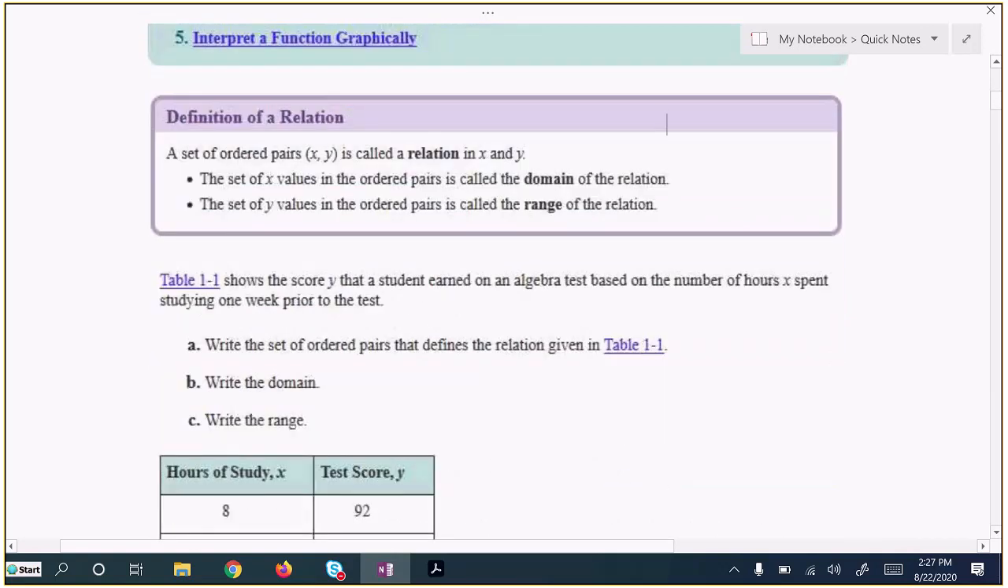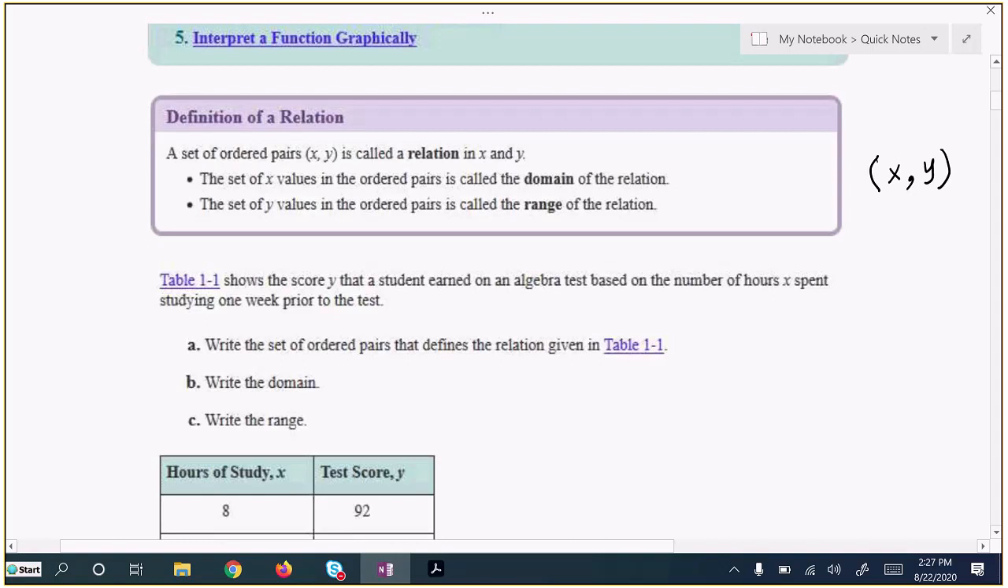A set of ordered pairs, x and y, is called a relation in x and y. So we know that a set is a collection of objects, and the objects in the set are the elements of the set. In this case, we're taking a set of ordered pairs. An ordered pair is just like this, where we write the parentheses. The first entry is x, the second entry is y, and we close the parenthesis. So the order matters, hence it's called an ordered pair.